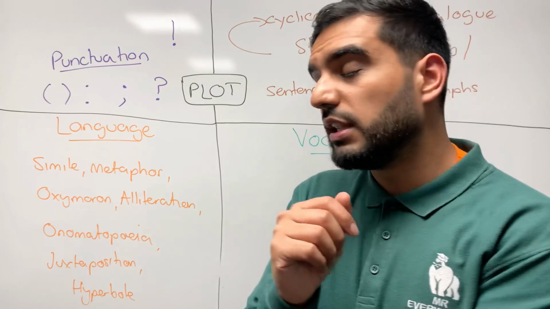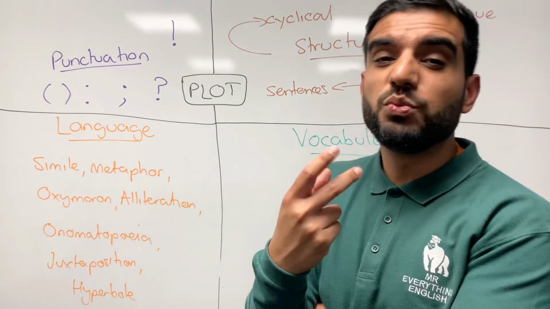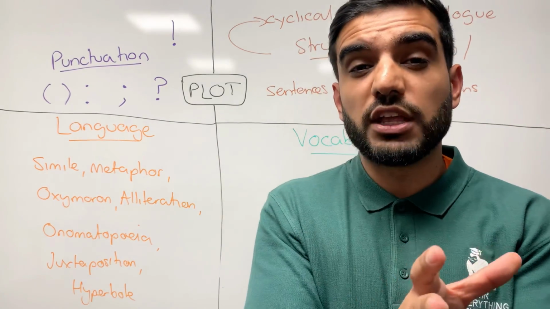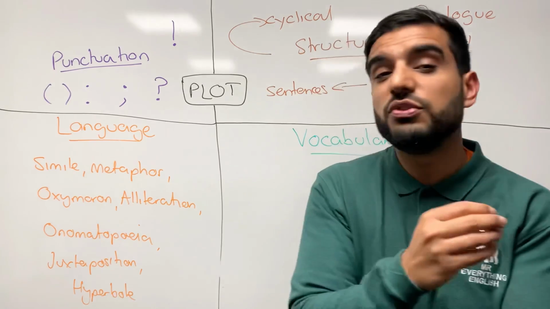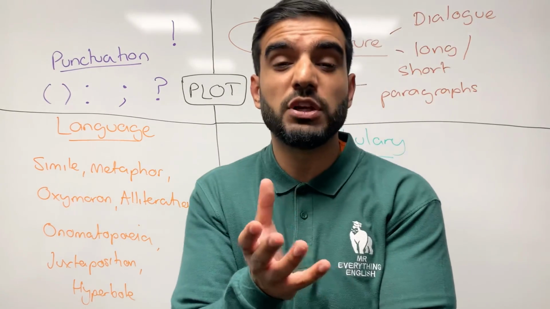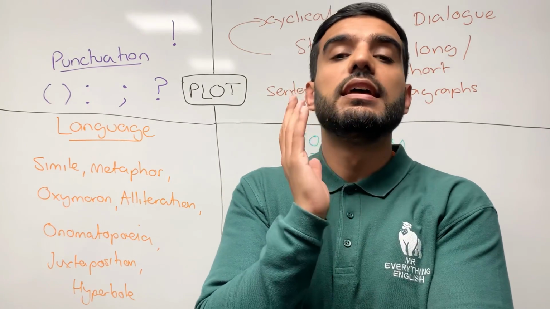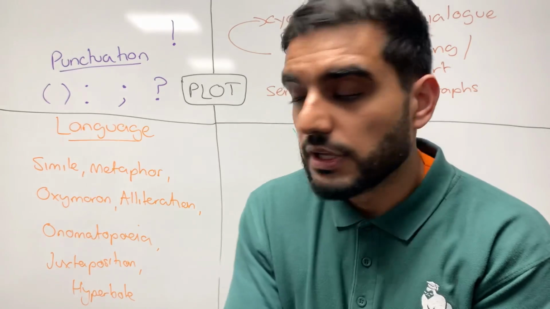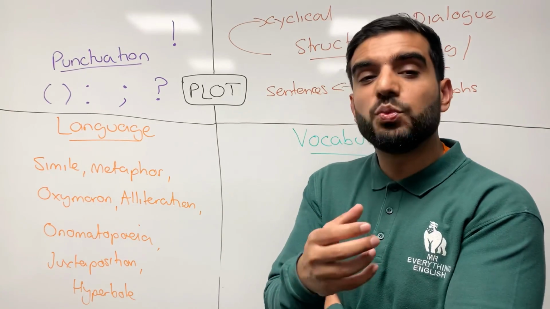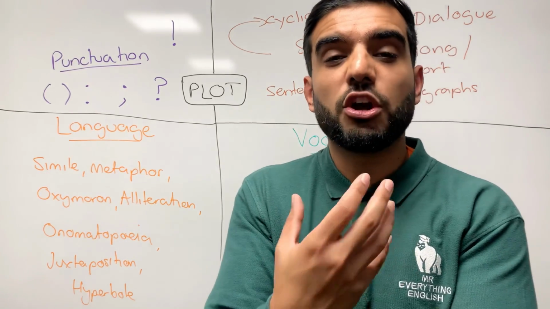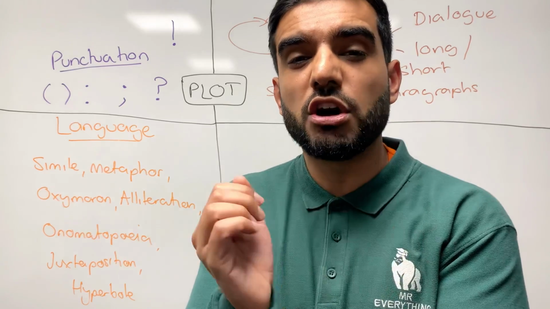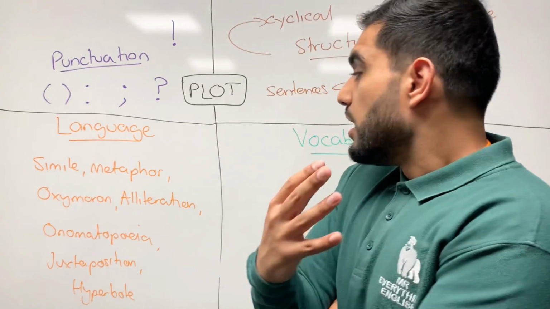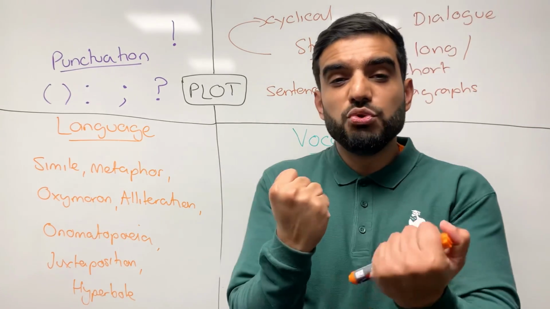Now guys, very quickly, what is a simile? A simile is when you compare 2 things using like or as. A metaphor is when you say something is something. For example, Mr. Everything English is a giant. Onomatopoeia, guys, is when you describe a sound. The clock went tick tock, tick tock. The car went zoom.